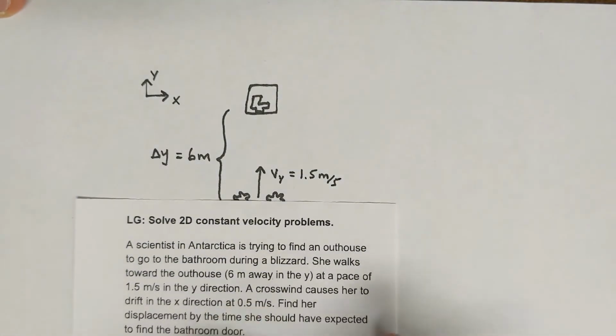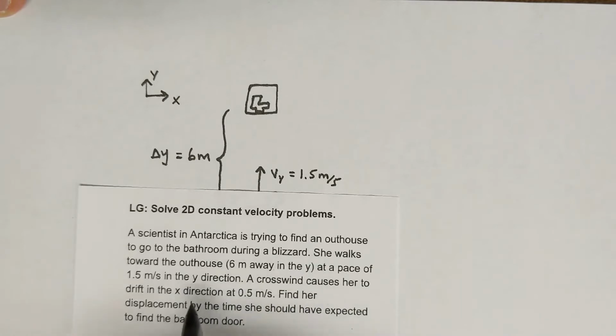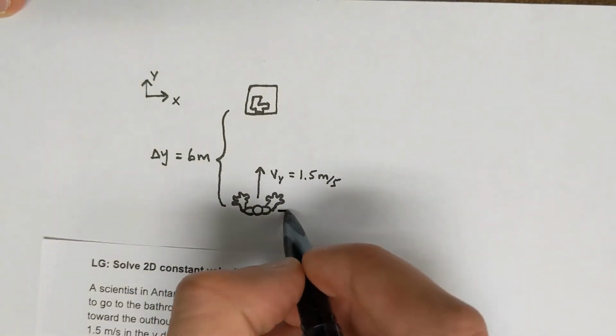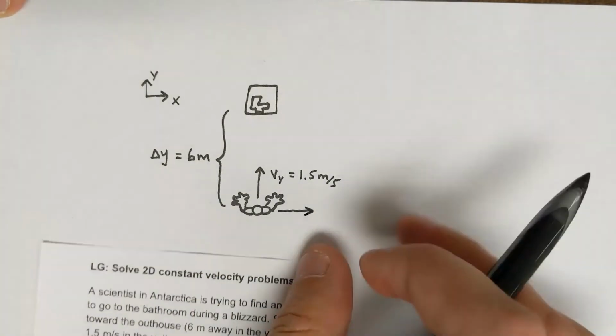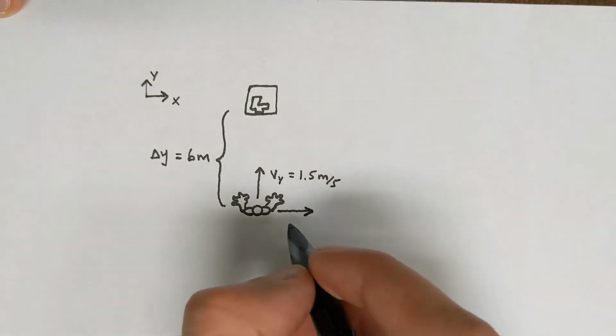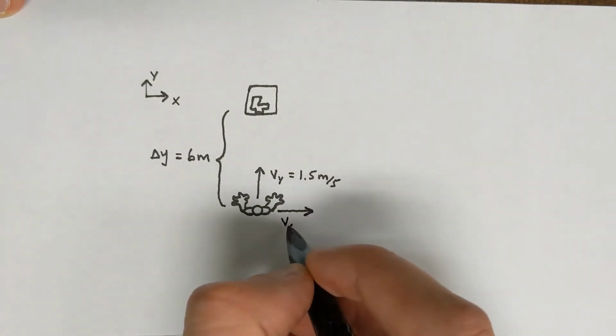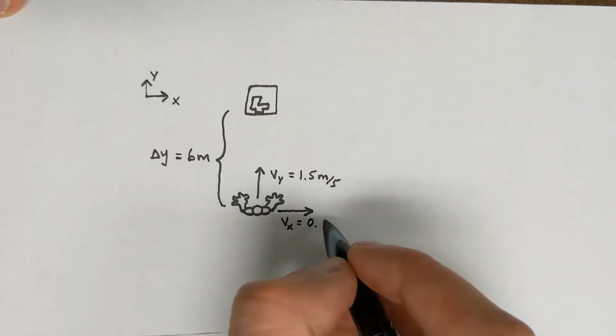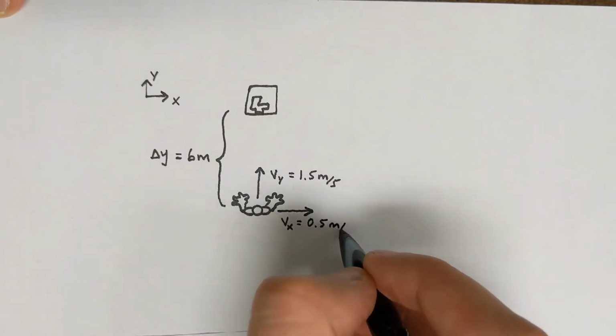And then it says a crosswind causes her to drift in the x direction at 0.5 meters per second. Again, meters per second is the unit of speed. So they're giving us the speed with which the scientist is moving in the x direction. So let's add that to our diagram. The x direction is this direction. So we're going to add a velocity vector in the x direction. So we're going to call this the velocity in x, vx, is equal to 0.5 meters per second, right?